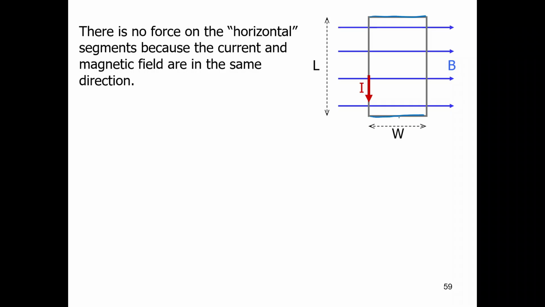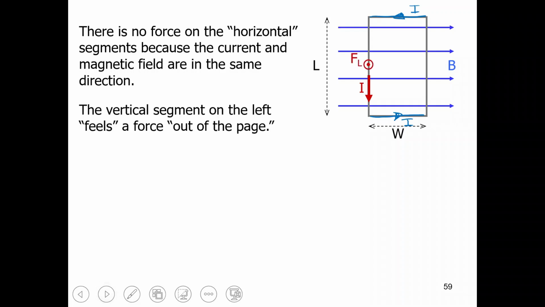And that's because the current at those sections is going to be parallel or anti-parallel to the magnetic field, so the cross product is going to be 0. So those two sections are not going to be affected by a force. The vertical segments are going to experience a force.